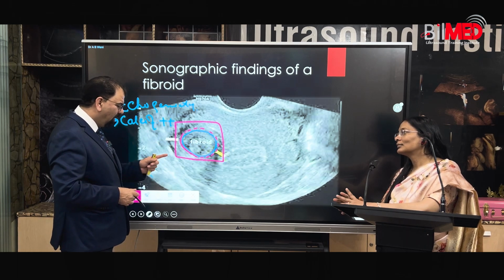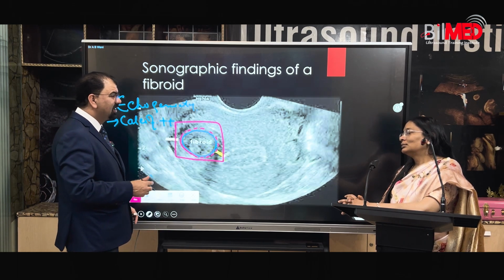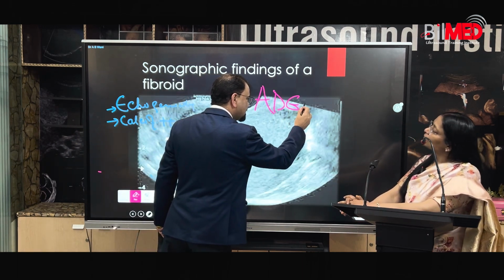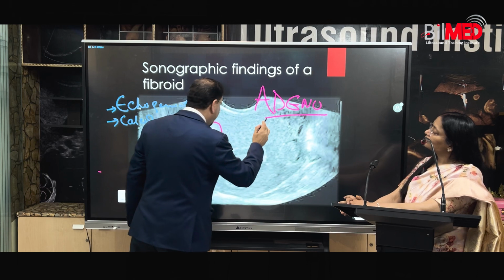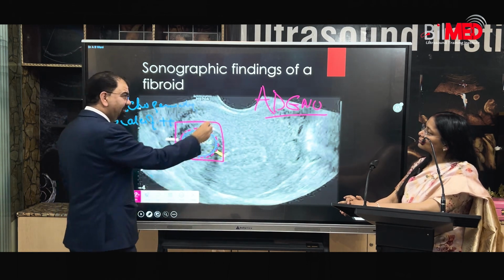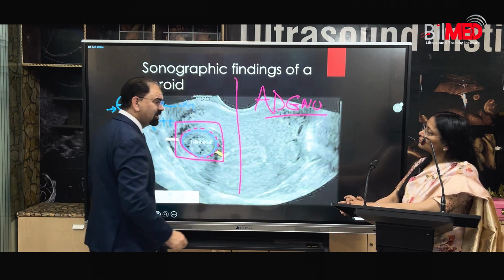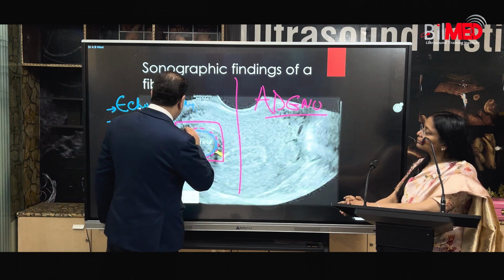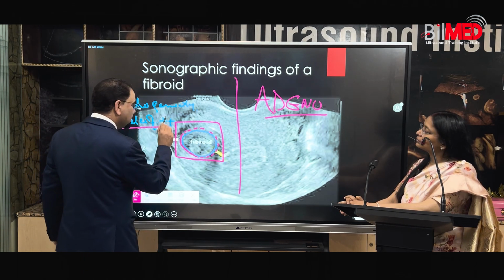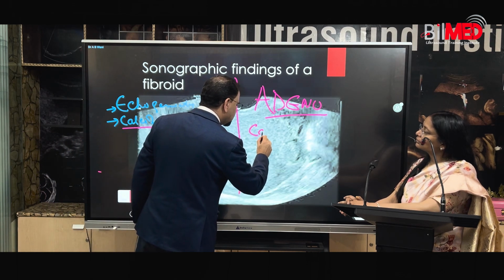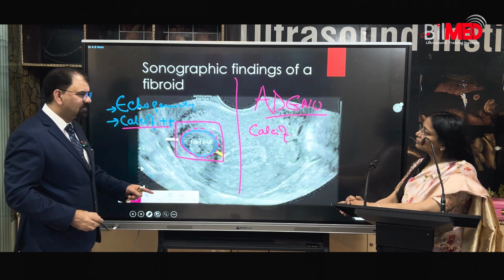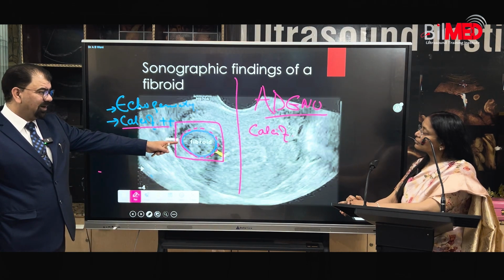Why am I telling you all these things? Because I have to differentiate it from adenomyosis. If I don't know all this, I will never be able to differentiate it from adenomyosis. See, will you expect any calcification if it is adenomyosis? Think. Will there be any calcification if it is an adenomyotic patch?